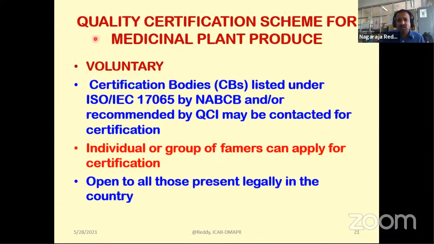So this is the scheme called Quality Certification Scheme for Medicinal Plant Produce. This has been enacted by the National Medicinal Plant Board in collaboration with the Quality Council of India. This scheme is a voluntary scheme. If you are cultivating medicinal produce and you want to go for the GAP certification, you can apply for this scheme. So this is voluntary, only if you wish.